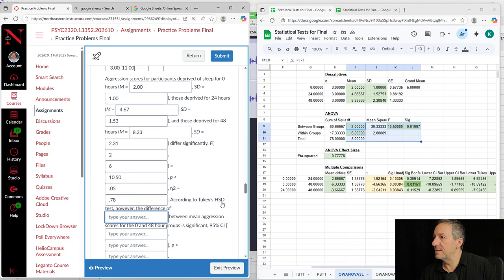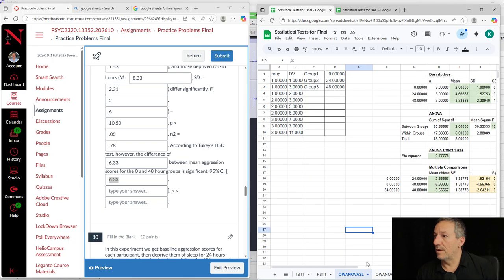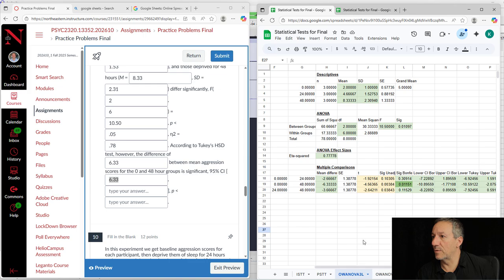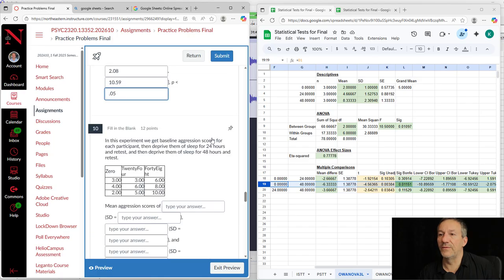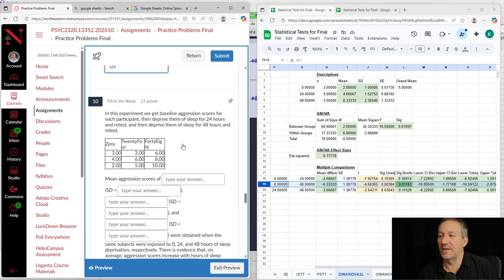According to Tukey's, okay, so our mean difference, this is the one we're looking at right there, 0 to 48, 6.33, and then it's asking for the Tukey's. So we need to make sure to get the confidence intervals for Tukey. It says lower Tukey, then upper Tukey, 2.08 and 10.59. In the future, I might just go all Bonferroni and just not even worry about doing Tukey's.